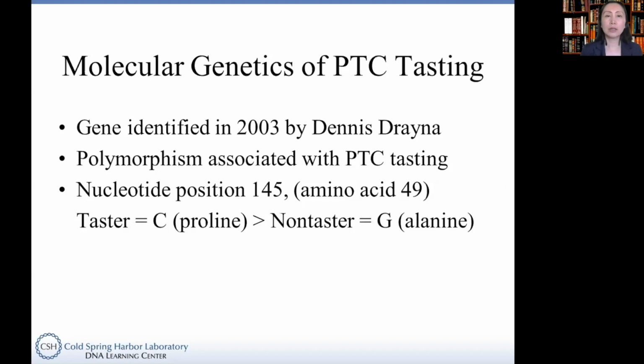We also learned the gene responsible for PTC tasting was identified in 2003, and its polymorphism is associated with PTC tasting. To be more specific, at nucleotide position 145, if you have C in the DNA sequence, you're more likely to be a taster. If you have G, you are more likely to be a non-taster.